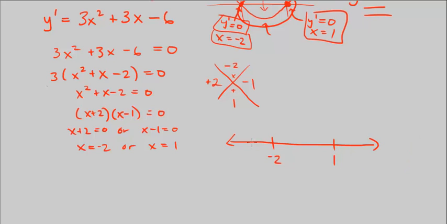So we can check a value. We can check, well, what about at x is equal to negative 3? What about when x is 0? What about when x is 2? And then we can find out, is y prime positive or negative in this region? Is it positive or is it negative?